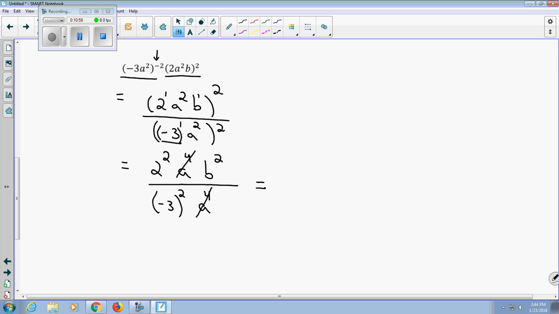And simplifying just a little bit more, I have 2 squared, which is 4, and I have b squared, which is simplified. And this is all divided by -3 squared. Well, that's just -3 times -3. It becomes positive, and we get +9.